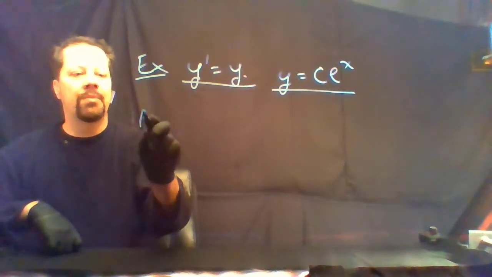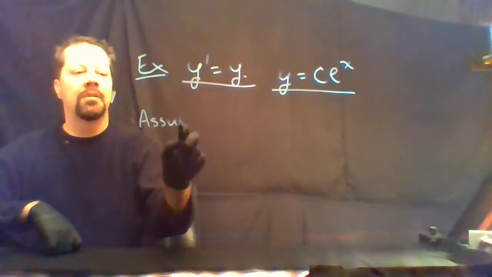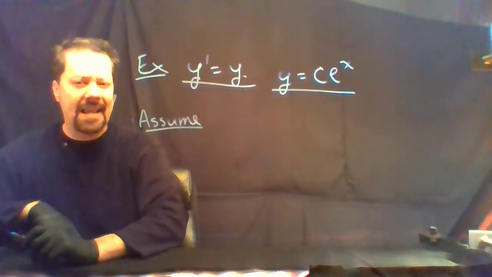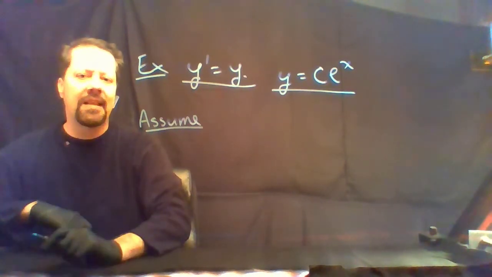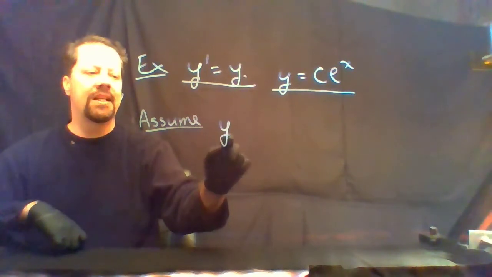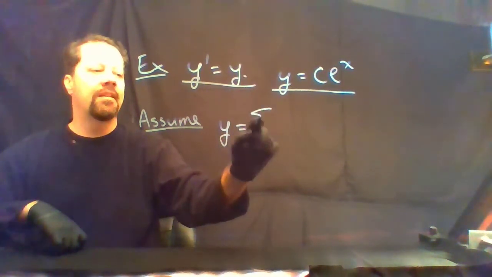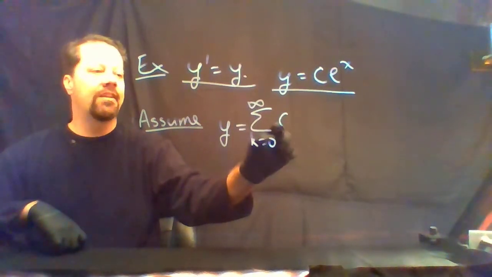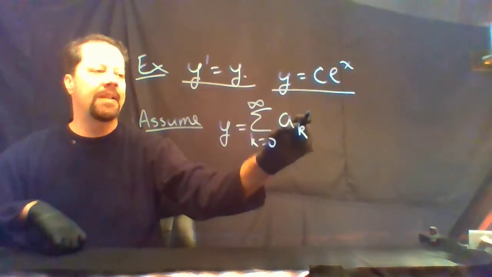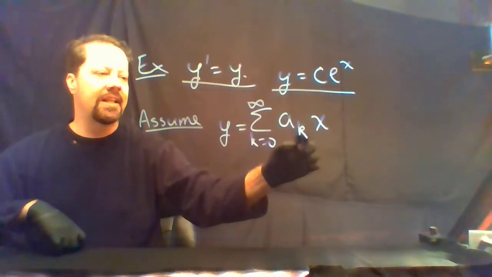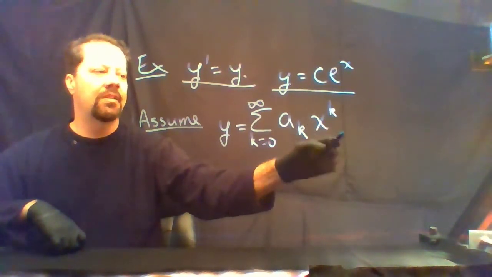Here's how we're going to approach it, however. We're going to assume that the solution is analytic. What does it mean to be analytic? It means that this solution is a function that has a power series representation, which means that the function may be placed into the form the sum as k goes from 0 to infinity of a sub k. Let's assume that it's centered at 0, and so it's a sub k times x to the power k.